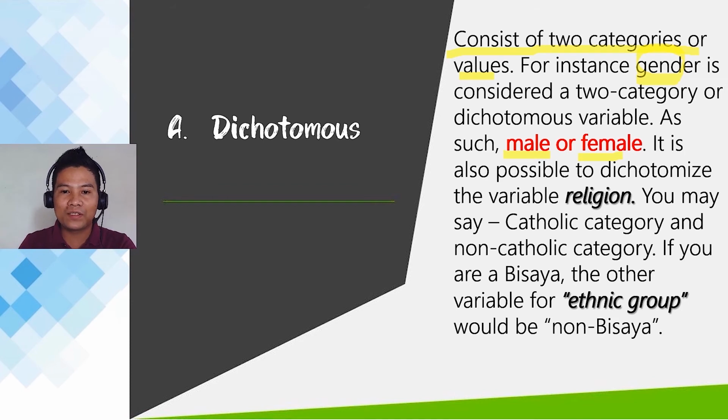It is also possible to dichotomize the variable religion. Despite we have so many religions in the world, yet we can dichotomize it. How? You may say Catholic category and the other category will be non-Catholic category. Also, if you are a Bisaya, the other variable for ethnic group is non-Bisaya. So there are two. So we have just dichotomized it. So dichotomous consists of two categories.